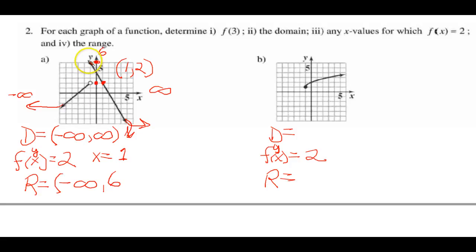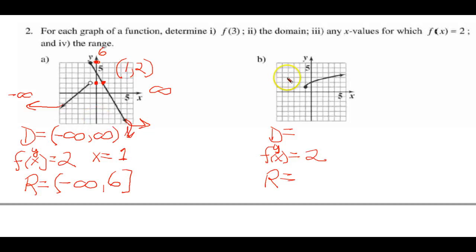And when we have a definite point that it stops at, and that is included in the set, we don't use a parenthesis, we use a bracket. So this is interval notation for the range of letter A. Again, lots of stuff going on here.